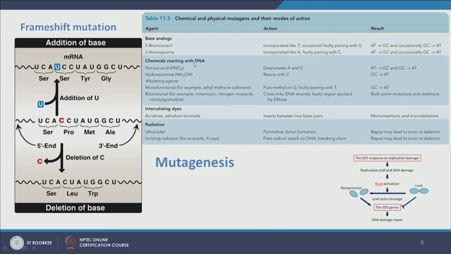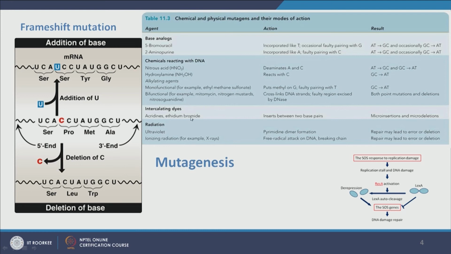Then we have chemicals that react with DNA. For example, nitrous acid, HNO2, will deaminate A and C. Hydroxylamine, NH2OH, reacts with cytosine. Then we have alkylating agents such as ethyl methane sulfonate, they put an ethyl group on G and cause faulty pairing with T. And then we have bifunctionals such as mitomycin, nitrogen mustard, nitrosoguanidine. They cross link the DNA strands and they completely destroy your DNA structure, and the faulty region is then excised by the DNase, which causes a lot of genetic damage.